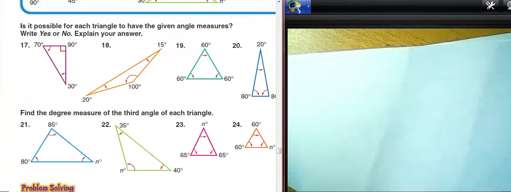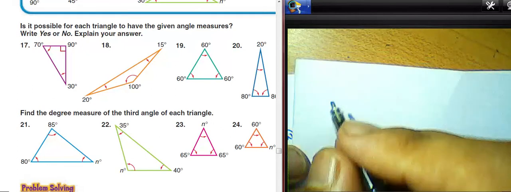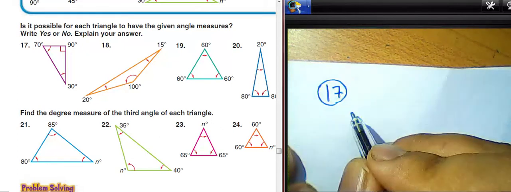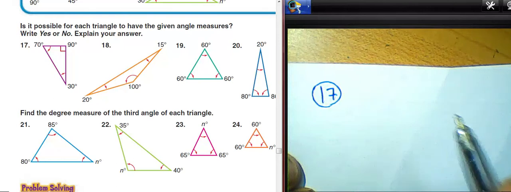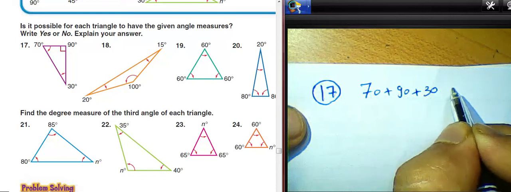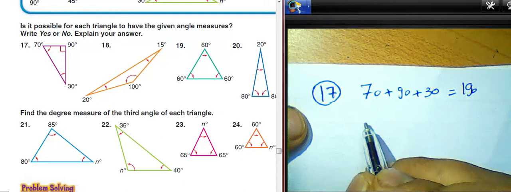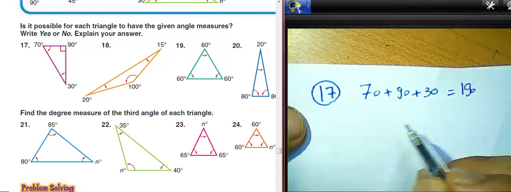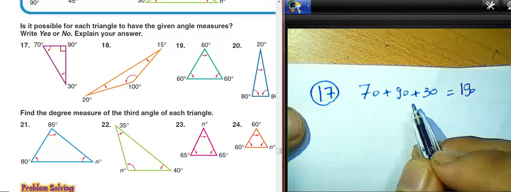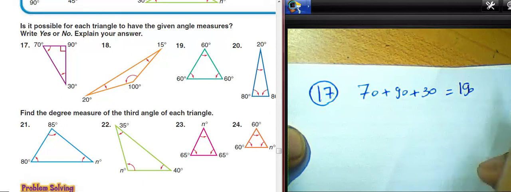Look at question 17. Is it possible for each triangle to have the given angle measures? Write yes or no. Explain your answer. Question 17. We must know the sum of interior angles of any triangle equals 180. So in this example, 70 plus 90 plus 30 equals what? We know the result will be 190. So we can't draw any triangle with all these angles. It is impossible. So we must write no.